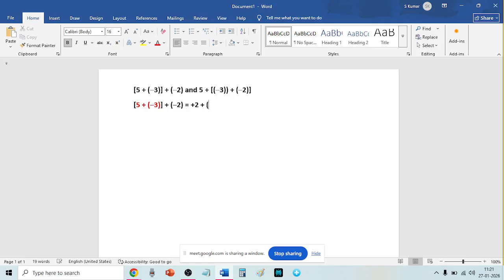Then plus minus 2. That will be equal to plus 2 and minus 2. Positive 2 and negative 2 are equal and opposite. Then equal and opposite will be minus 2, because this plus is outside the bracket and minus inside the bracket. Plus and minus will be minus. So 2 minus 2. Right? It will be 2 minus 2.